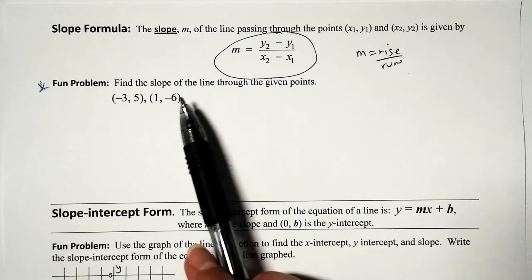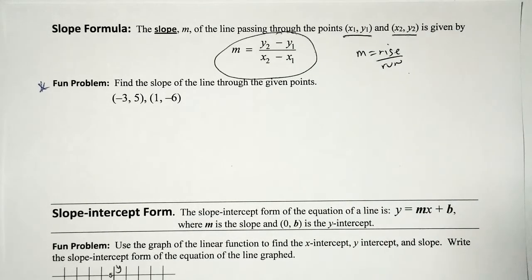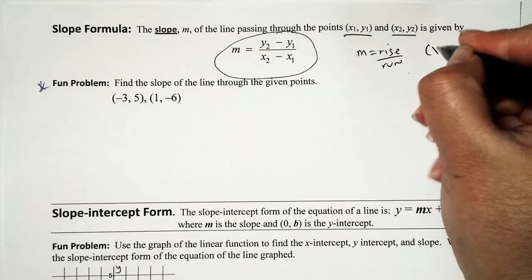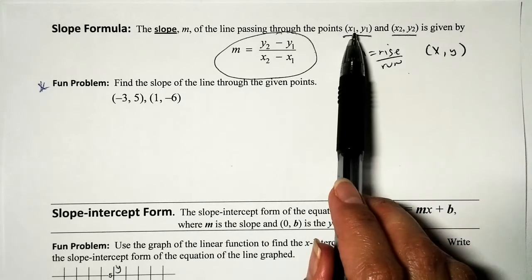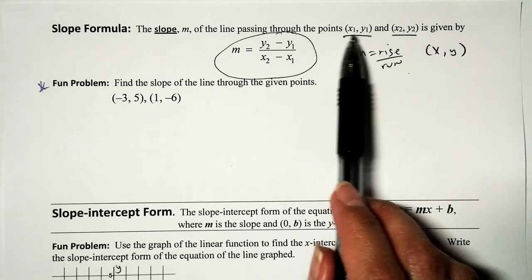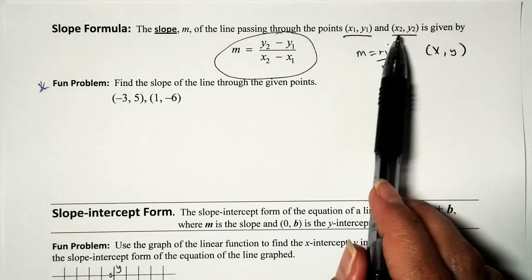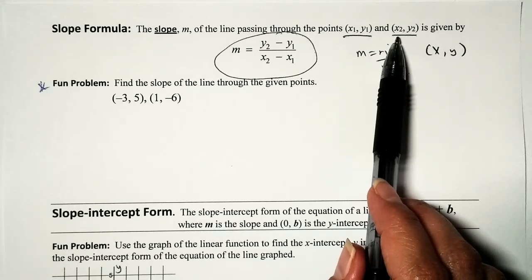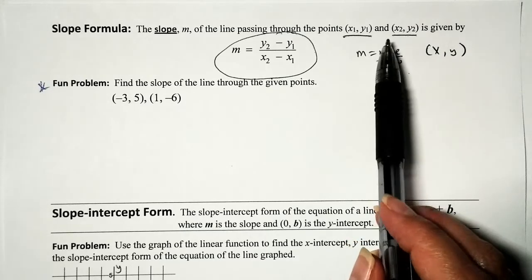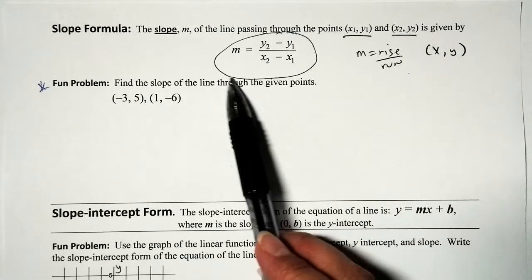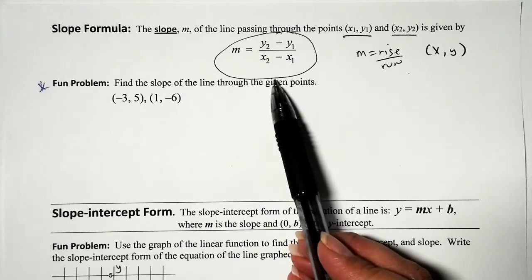The slope of a line that passes through these 2 points. All points, or ordered pairs, are written in the form x, y. To let the reader know that this is the x, y of the first point, we use the subscript of 1. So we have x1, y1. To let the reader know that this is the x, y of the second point, we use the subscript of 2, or x2, y2. So the slope of a line that goes through these 2 points is given by the following: m equals y2 minus y1 over x2 minus x1.